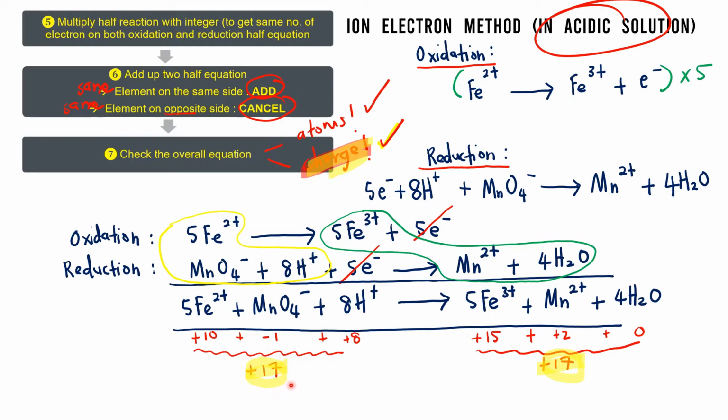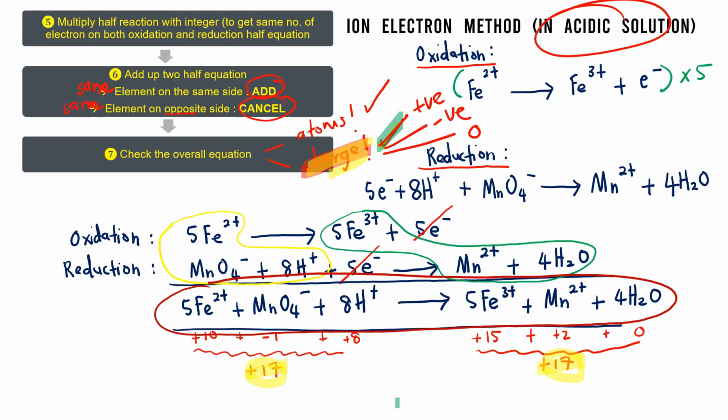Okay, it could be any values. It could be positive, negative, and even 0. Okay, so asalkan dua-dua nilai charge kiri dan kanan ini sama, okay, you dah dapat a balanced chemical equation. Okay, so this is your answer untuk balanced equation in acidic solution by using the ion electron method.